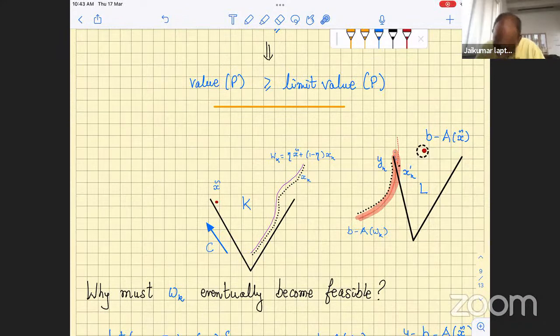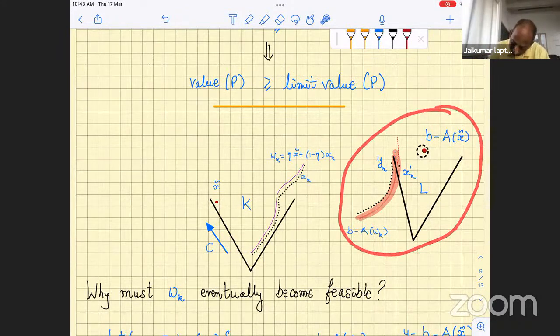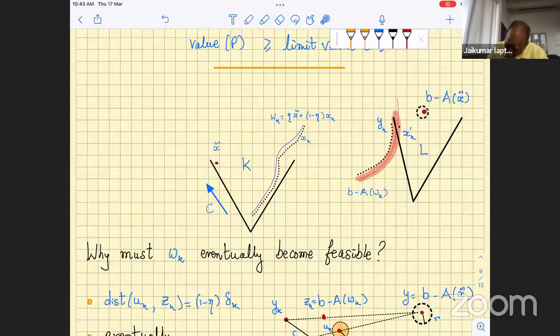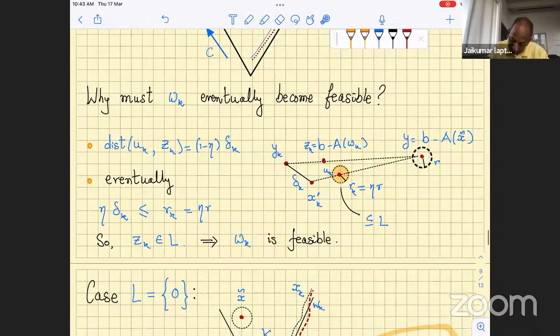Eta has been fixed, and we are now looking on the right hand side, and we are trying to claim that eventually WK will fall inside this red line here. That little vein that you see there is supposed to be these quantities, the image of WKs, and you can somehow see that that vein enters L. Okay. Why must it enter L?